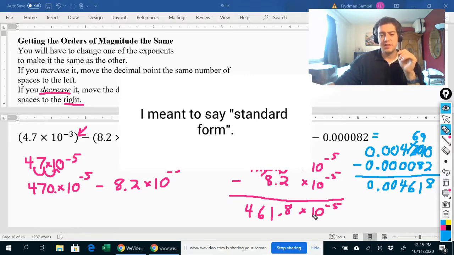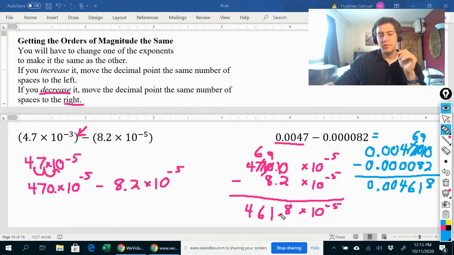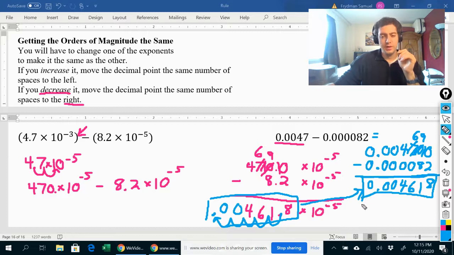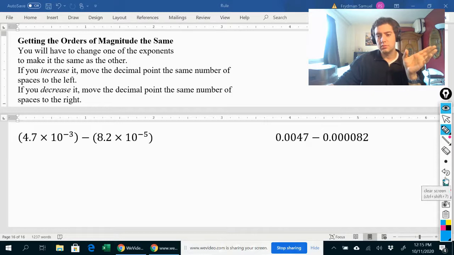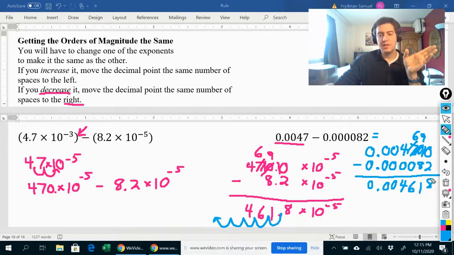Is this the same as this? Well, if I take this decimal point and I move it to the left 5 spaces, 1, 2, 3, 4, 5, you can see that we do get the same answer that we got before. Okay, 0.004618, that would be the answer in standard form. In scientific notation, again, it was 461.8 times 10 to the negative fifth.